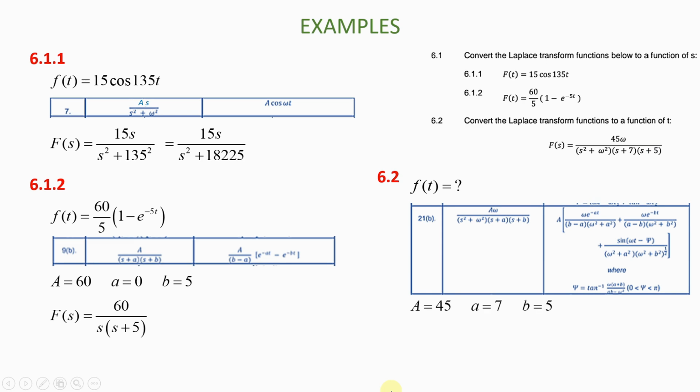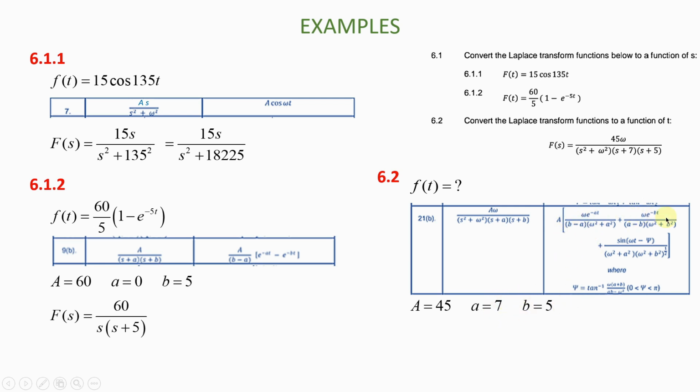And so once we have seen it like that, then we are ready to go. So capital A is 45, small a is 7, and small b is 5. And so once we have this, then we can write the function in the time domain. In this case, you can see it's a very long function, but all you will have to do is just replace capital A by 45 in this expression, small a by 7, and small b by 5.